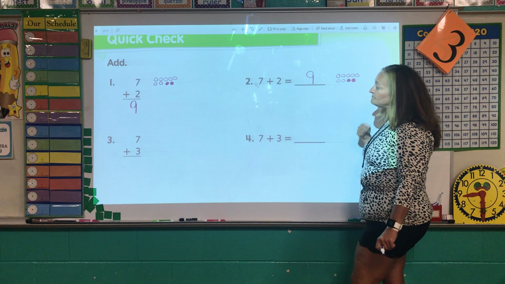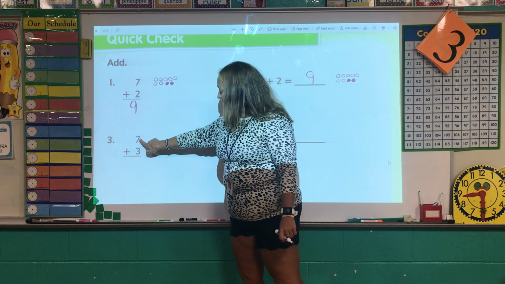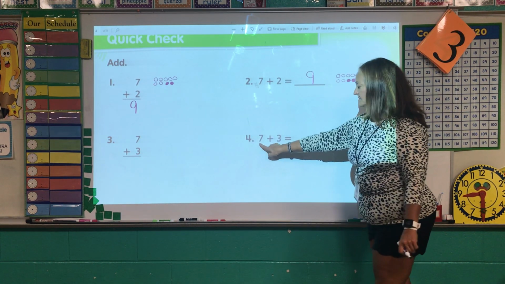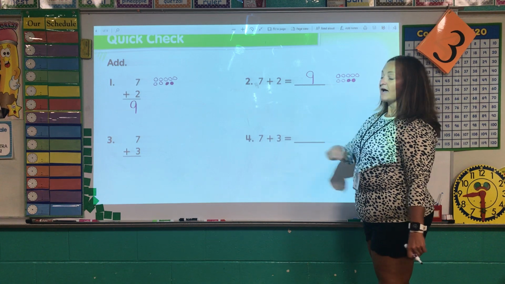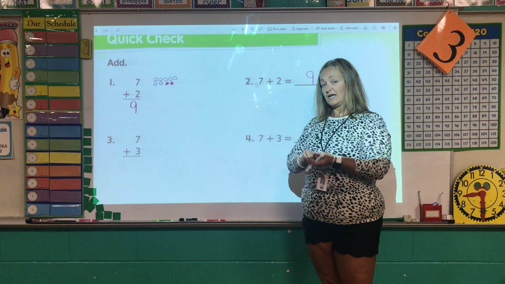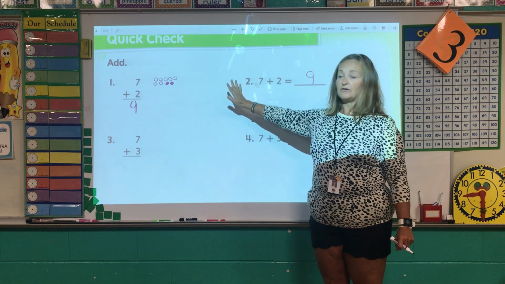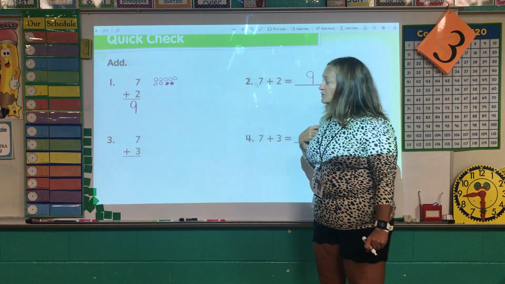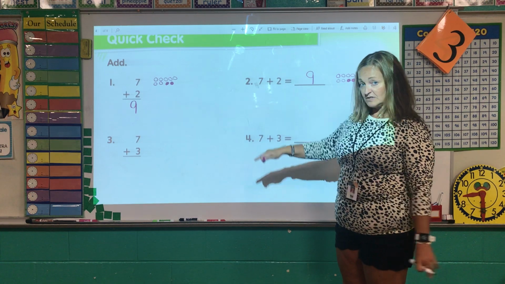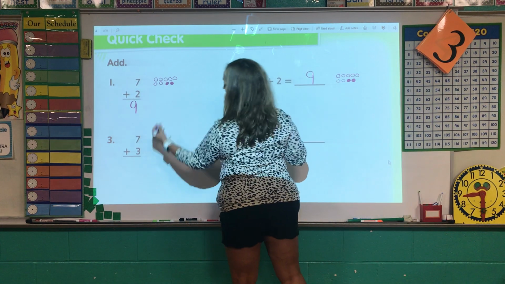If I look at 3 and 4, 7 and 3. Again, if I can do 7 in my head and then add 3 more, 7, 8, 9, 10, then I don't need to draw a picture. If I need to draw a picture to help me come up with the answer, then please just draw a picture like we did up here.